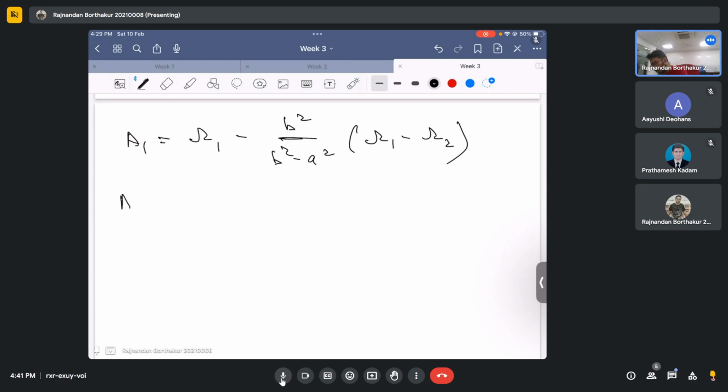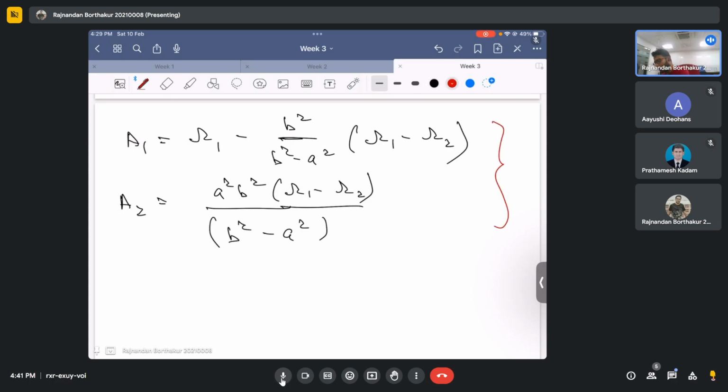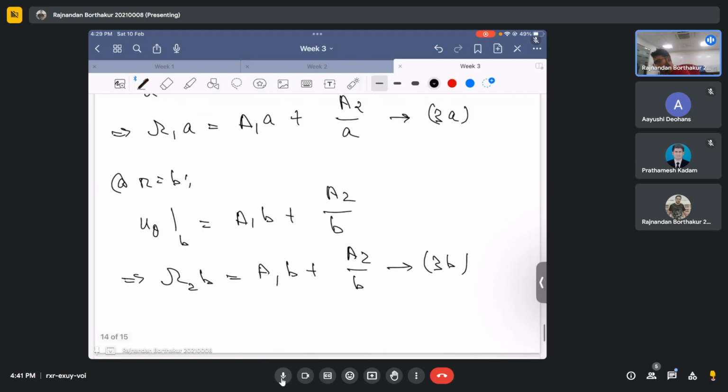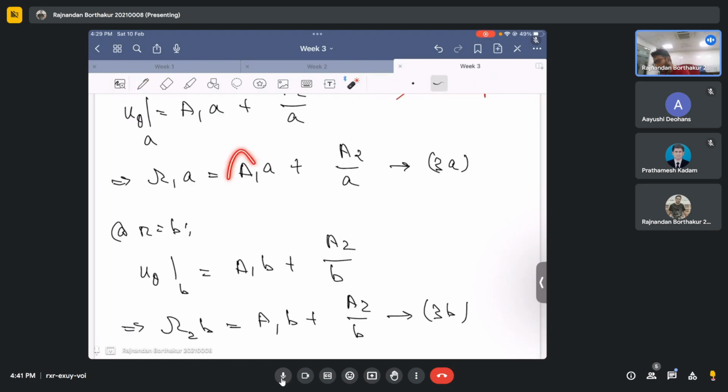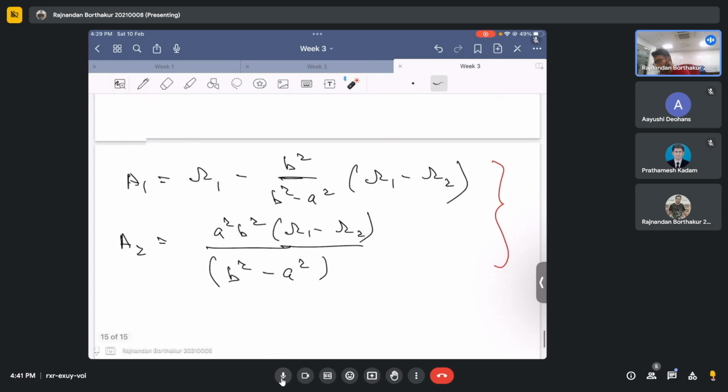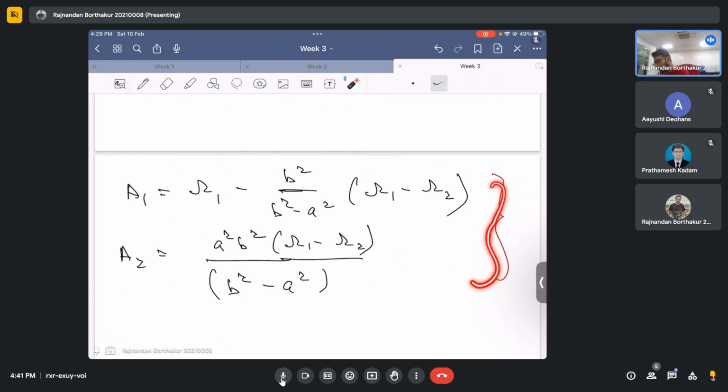And this a2, basically you will get it to be something like this. It is a squared b squared into (omega 1 minus omega 2) divided by (b squared minus a squared). Okay, so these are the constants that we were essentially seeking. Again, I would like to stress that we just need to solve to evaluate this a1 and a2. We just need to solve equations 3a and 3b, and this a1 and a2 basically come out something like this.